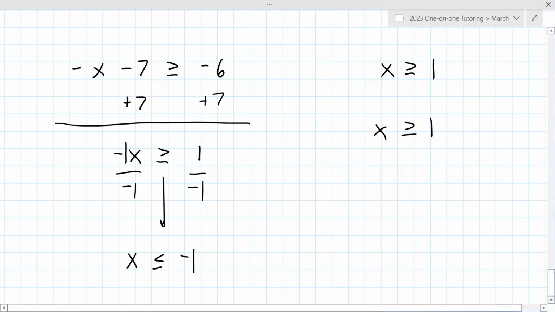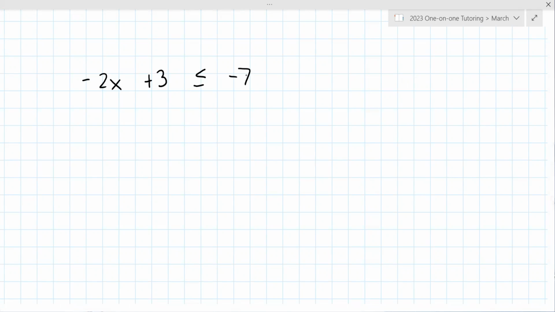Okay, let's try another one here. Negative 2x plus 3 less than or equal to negative 7. Go ahead and try this one. Please ask me questions if you're not sure how to proceed. There are 2 steps to solving this.